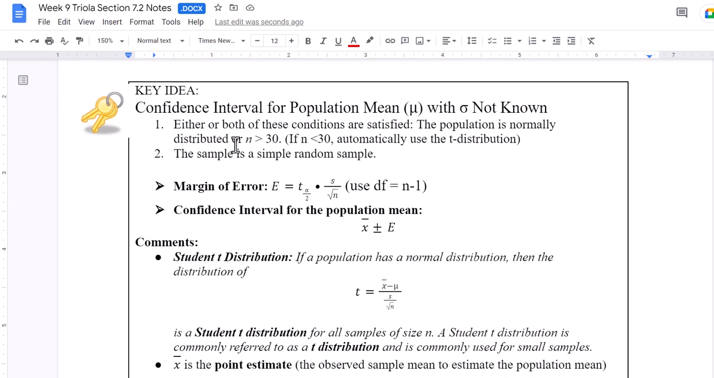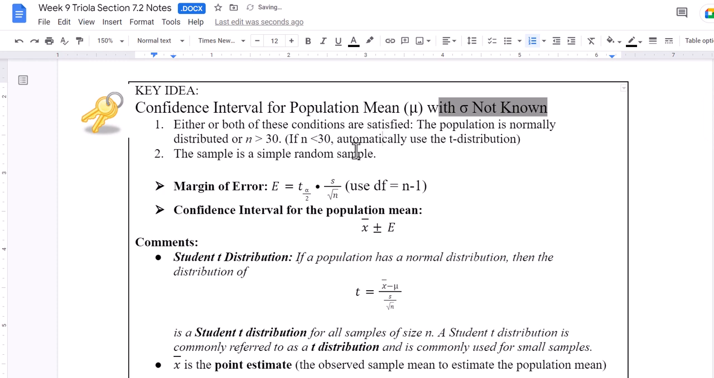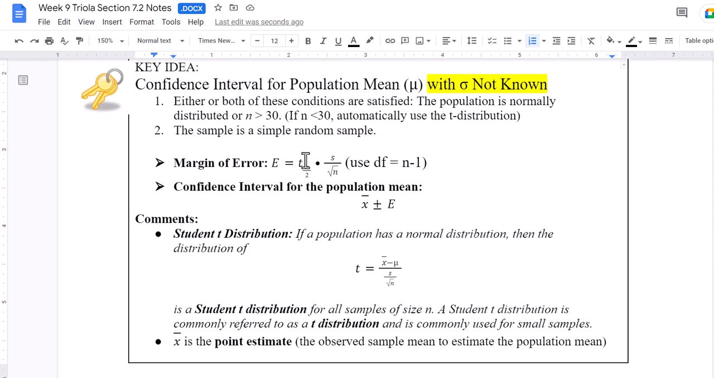All right, so let's do the confidence interval now for the population mean. And this is again with sigma not known, because that's what we're doing. So we don't know sigma in this case, the population standard deviation. Just as we did before, we need the margin of error. The error is going to be the critical value, where now we look at the t-table, times s over the square root of n, using degrees of freedom n minus 1. I'll talk about what that means.